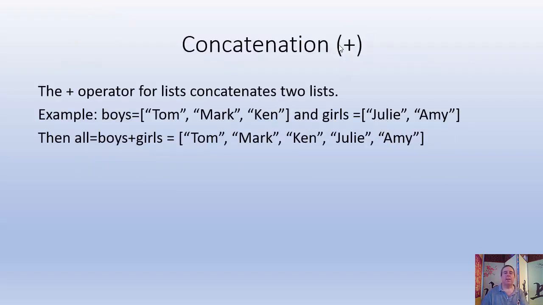First off we have our concatenation. Just like with strings, remember we could concatenate two strings, but of course we had to put that into another string, or we could reuse a string. So again, here's an example of a list. Boys is equal to Tom, Mark, and Ken. Girls is equal to Julie and Amy. So then the variable all, which would equal boys plus girls, will give you this output.